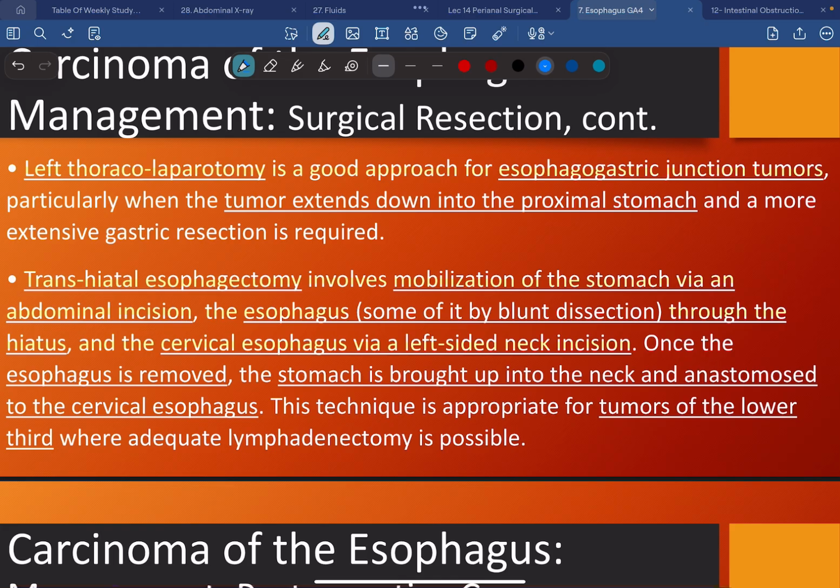The last approach is the transhiatal esophagectomy. It's done by mobilizing the stomach and lower esophagus from the abdomen, and then mobilizing the upper esophagus and the rest of the esophagus from the neck through a left cervical incision. After complete mobilization, we can pull up the stomach tube with the esophagus to the neck, resect it, and anastomose the stomach tube to the upper esophagus.